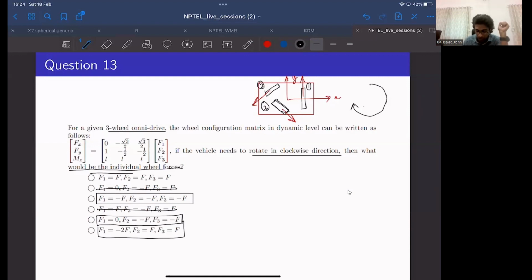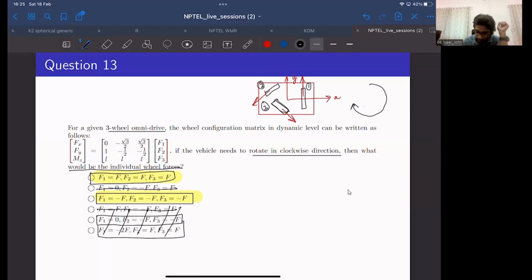Option A also has the same sign and same magnitude. So we'll shortlist option A and option C. All the other options basically have a mix of units or a mix of signs or a 0.